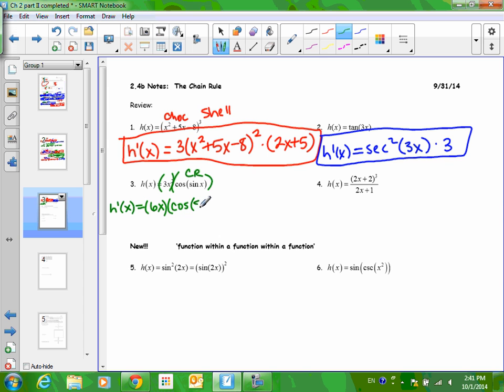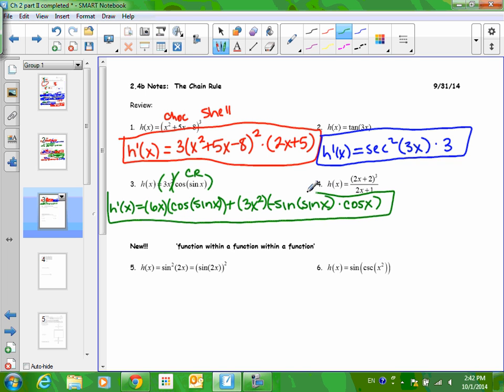I'm using product rule, by the way. Plus, then you're going to just write 3x squared. Then this is where we're going to have to use chain rule to take the derivative of cosine of sine x. So the derivative of cosine is negative sine. Keep sine x the same. Then times the derivative of sine x, which is cosine x. All right. So that is the answer to 3.